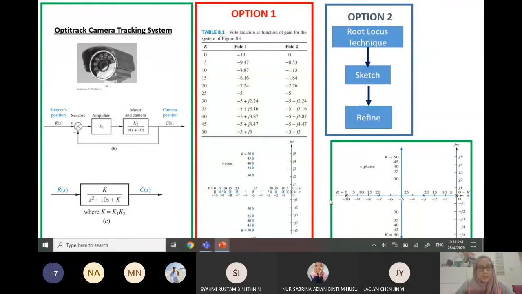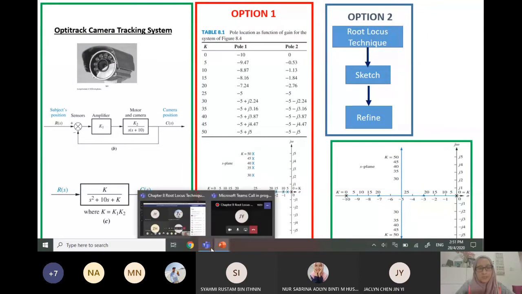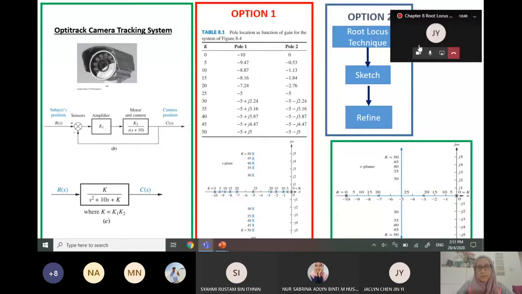All right, so remember the first lecture, if you look at chapter 8 in the textbook, okay, we talk about OptiTrack camera tracking system. Okay, so this is the OptiTrack camera tracking system. Okay, so this is the closed loop block diagram of the camera, and this is the open loop closed loop transfer function. Okay, by now you should be familiar with the closed loop and open loop transfer function.